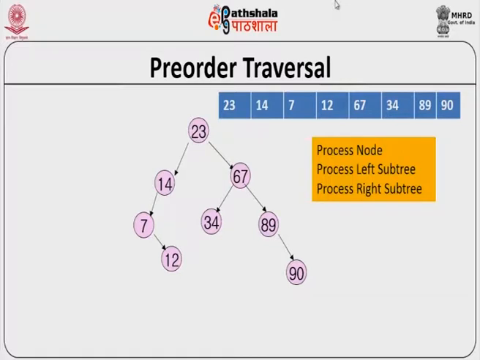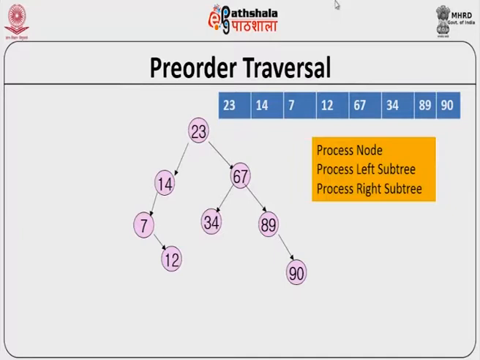In pre-order traversal, what do you do? You process the node, process the left subtree, process the right subtree. So, first you process the root node, which is 23, then you process the left subtree. When you process the left subtree, you process its node, which is 14, then its left subtree, which is 7, and the left subtree of 7 is null. So, you go and process the right subtree, which is 12. After you process 7 and 12, you have processed the left subtree of 14. Then you try to process the right subtree of 14, which is null.